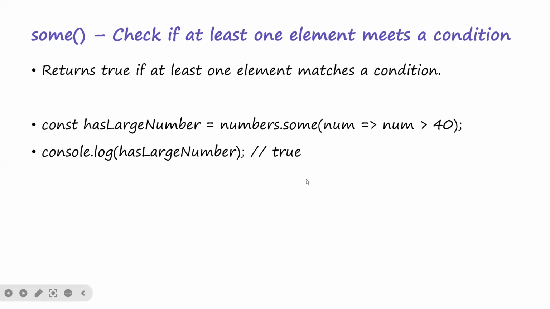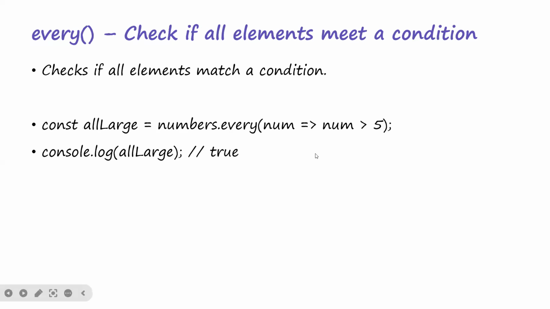Okay. All right. So we have another method that is the every. The every method checks if all elements meet a condition. So the every does the opposite of the some method. It will return true if all the elements match your condition. So you can see what we have here: we are saying number greater than 5. So it will return true if all the numbers in this array are greater than 5.